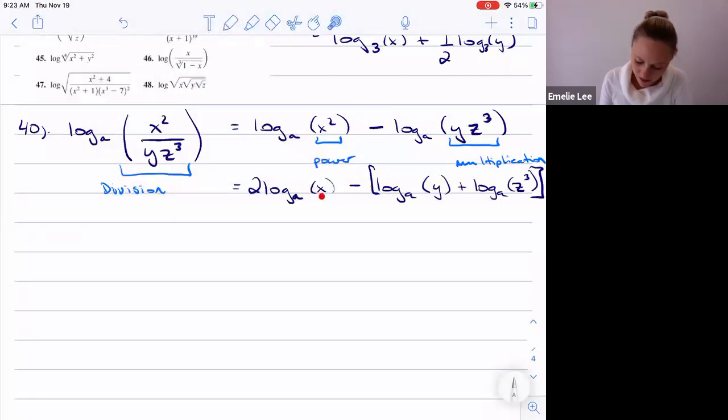There's one more, right? So here we just have x, great. Here we just have y, great. Here we have z to the 3, so we can expand this power.